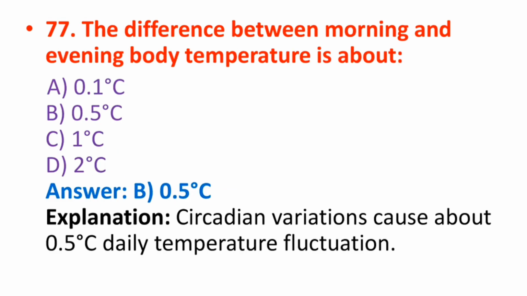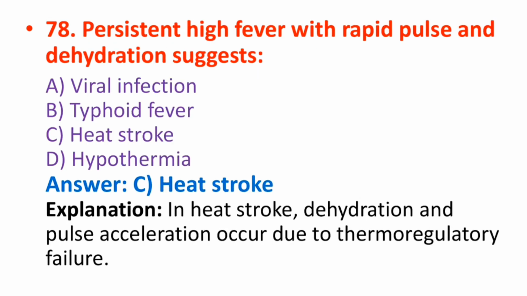The difference between morning and evening body temperature is about option A, 0.1 degrees Celsius, option B, 0.5 degrees Celsius, option C, 1 degree Celsius, option D, 2 degrees Celsius. The correct answer is option B, 0.5 degrees Celsius. Circadian variations cause about 0.5 degrees Celsius daily temperature fluctuation.